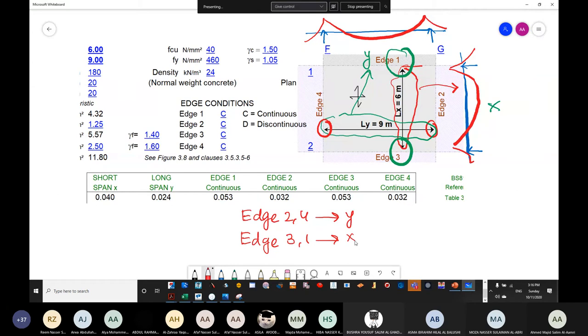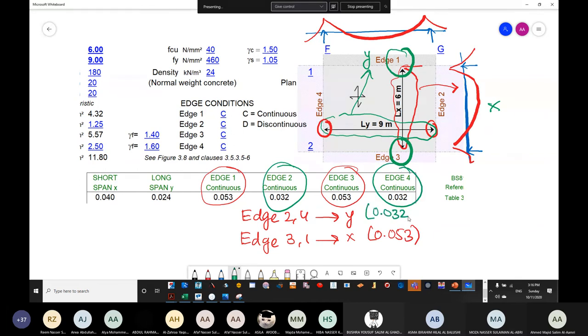Now, if we see here, edge one and edge three are 0.053. Edge 2 and edge 4 is going to give you 0.032. Okay. Edge has another name, which is support. So in this support for X, and in this support for X, your value is going to be 0.053. And your support, do you have it X negative or X positive?